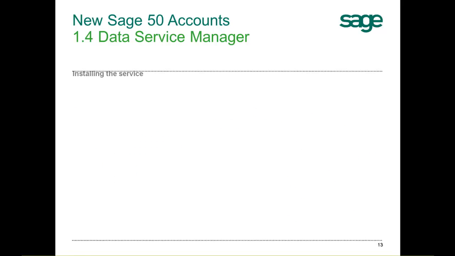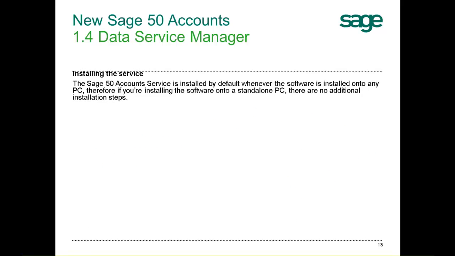When you install the program on your PC, if the data is on the server, you must install the data service there too. Now, the Sage 50 Accounts Service is installed by default whenever the software is installed onto any PC. Therefore, if you're installing the software onto a standalone machine, there are no additional installation steps that you need to take.